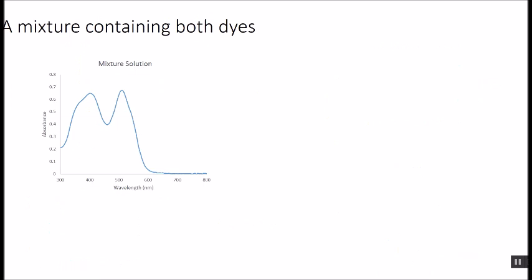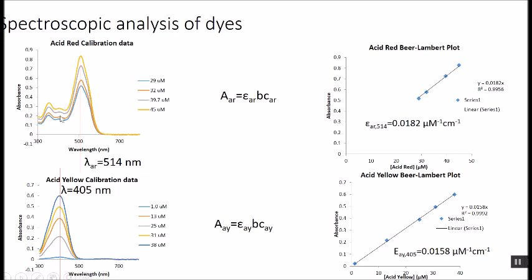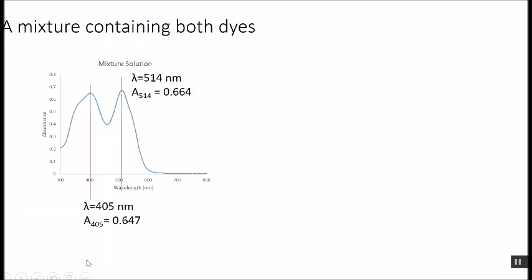Now let us say we encounter a solution that's a mix of both acid yellow and acid red. And we can see a lot of acid yellow components over here and a big acid red peak over here, but if we look back at our graphs, acid red also absorbs a little bit at 405, and acid yellow doesn't absorb much at 514, but it might be absorbing a little bit. So when we look at the wavelength at 514 and the wavelength at 405, we'll get absorbances at these wavelengths, but these absorbances are actually a mixture.